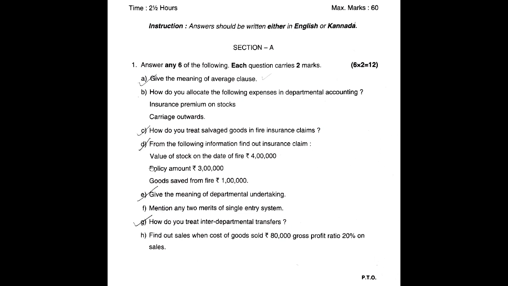Here you again had two sums. One was to find out the insurance claim, and the other was to find out the sales. They had given the cost of goods sold as well as the gross profit ratio, and using this you have to find out the sales. So these were the 8 questions asked in section A. You can just take a screenshot of this screen and practice it.